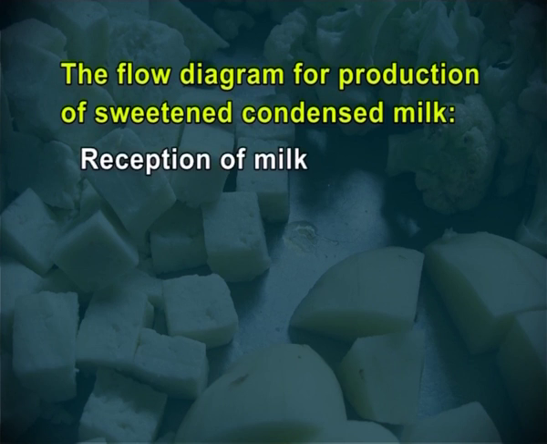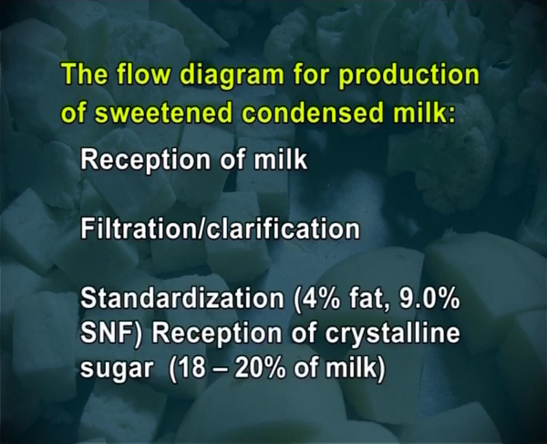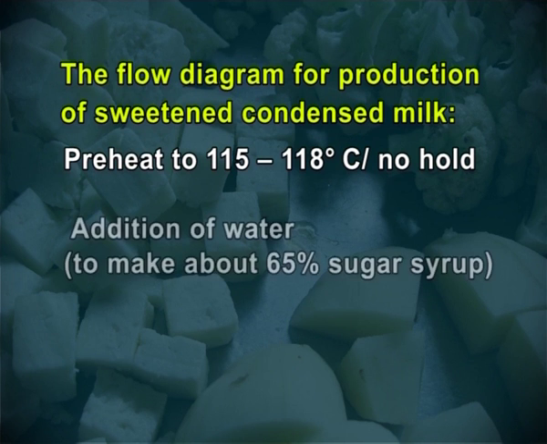Reception of milk. Filtration. Clarification. Standardization, 4% fat, 9% SNF. Reception of crystalline sugar, 18 to 20% of milk. Preheat to 115 to 118 degrees centigrade. No hold. Addition of water to make about 65% sugar syrup.